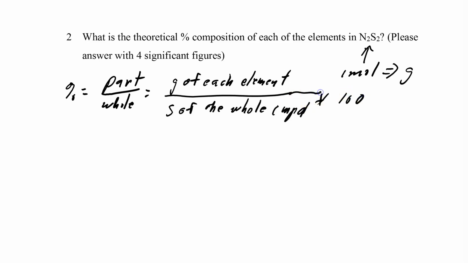So we're going to have to do this calculation for as many elements in the compound. In this case, we have 2 elements, nitrogen and sulfur, so we're going to have to do 2 calculations. So let's write our elements, nitrogen and sulfur. And since the numerator is grams of each element, the question is, how many grams do I have of nitrogen in 1 mole of this compound? Well, looking at the formula, we see that we have 2 moles of nitrogen in 1 mole of the compound.